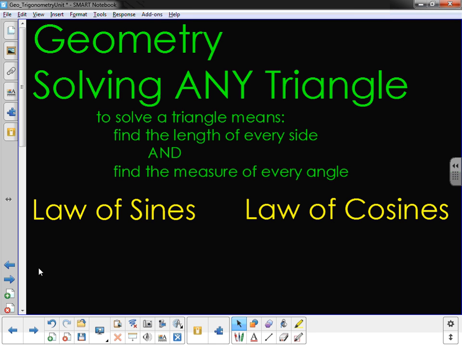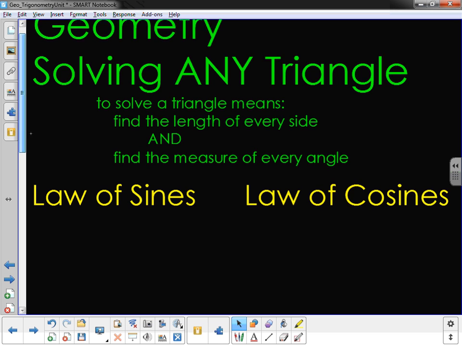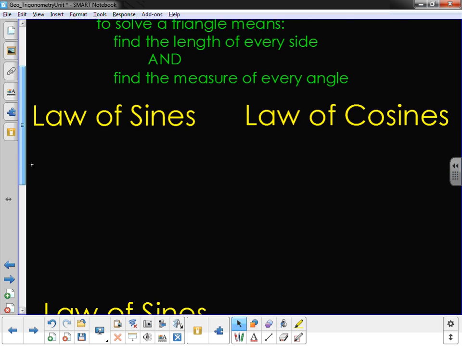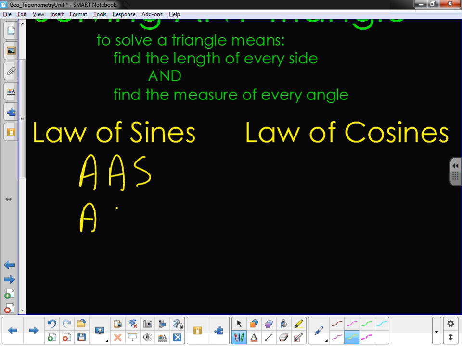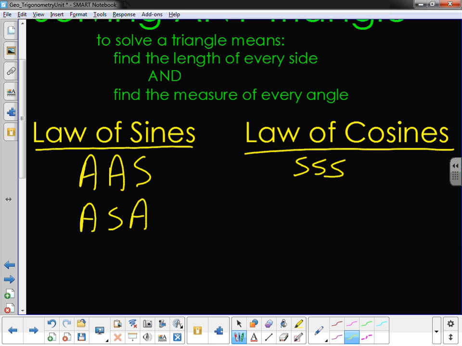We have the law of sines and the law of cosines. Now, these two laws are divvied up based off of what we're given. If we're given an angle-angle-side combination, we're going to use the law of sines. If we're given an angle-side-angle situation, we're going to use the law of sines. If we're given all three sides, we're going to end up using the law of cosines. If we're given side-angle-side, we're using the law of cosines.